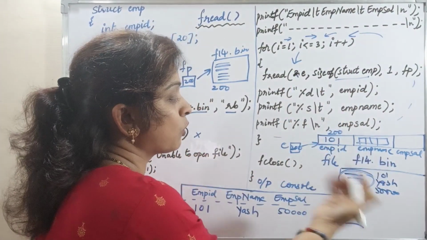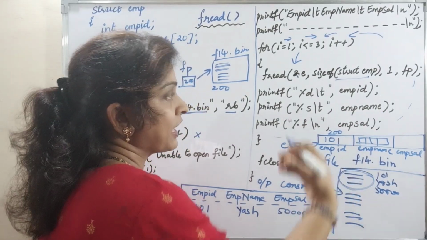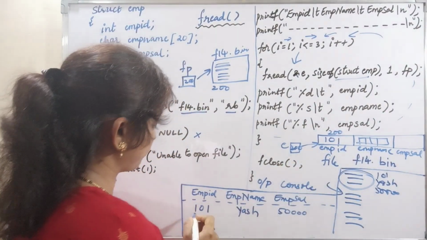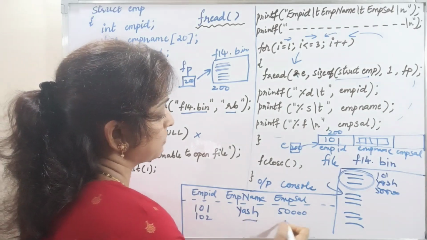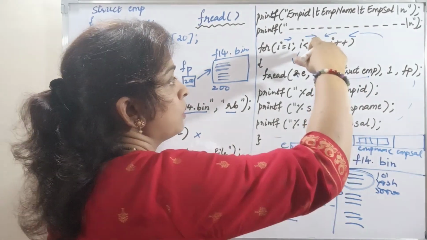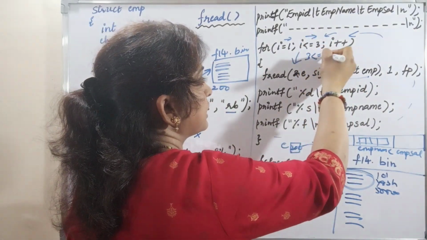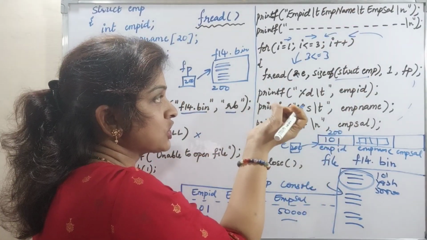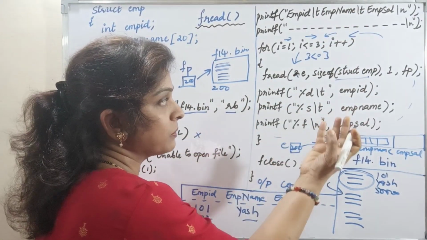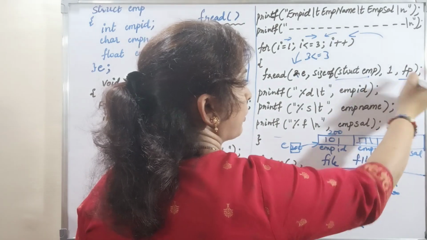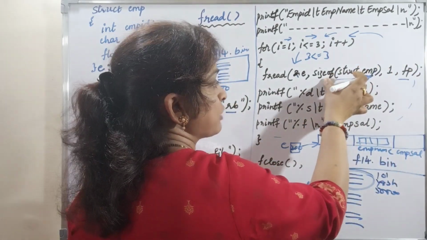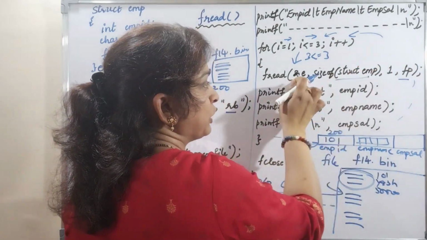It automatically goes to the next data. Again fetch that and print it. Say for example, 102, some data, some salary. Then again loop back. Is 3 less than or equal to 3? Yes. Again fetch. Read the data from the binary file pointed to by the file pointer, one block of data, total size of struct EMP, and store it into the location of e.